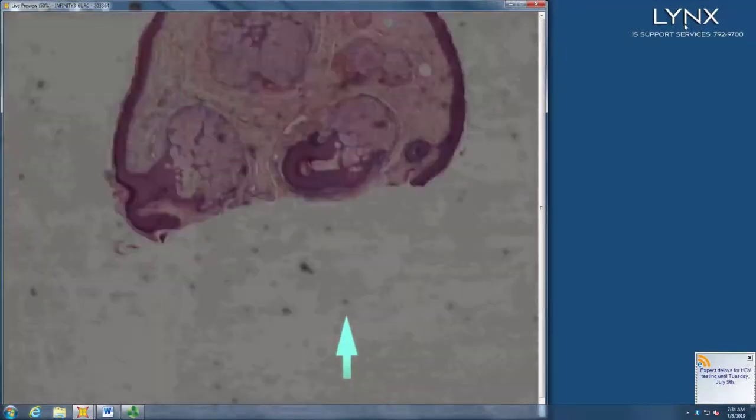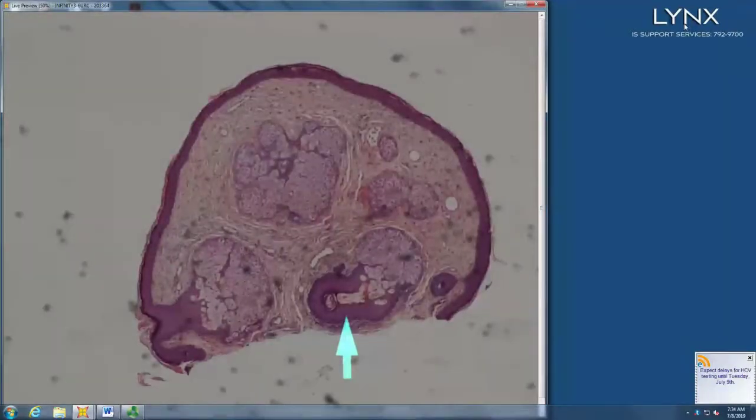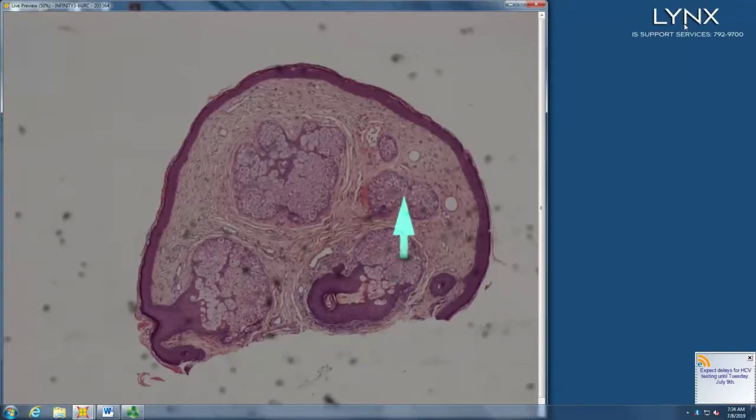Okay, let's find another piece. Maybe we're on the face, and there's a little papule, and the papule is composed of some vessels, some fibrosis, and some stellate fibroblasts. So this is angiofibroma, fibrous papule. Unless you know something else that is angio and fibro. So angiofibroma kind of describes exactly what you see.